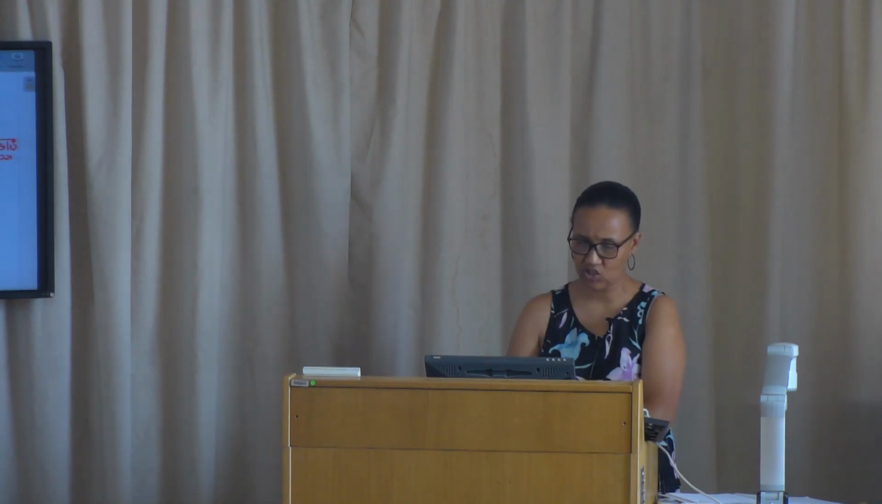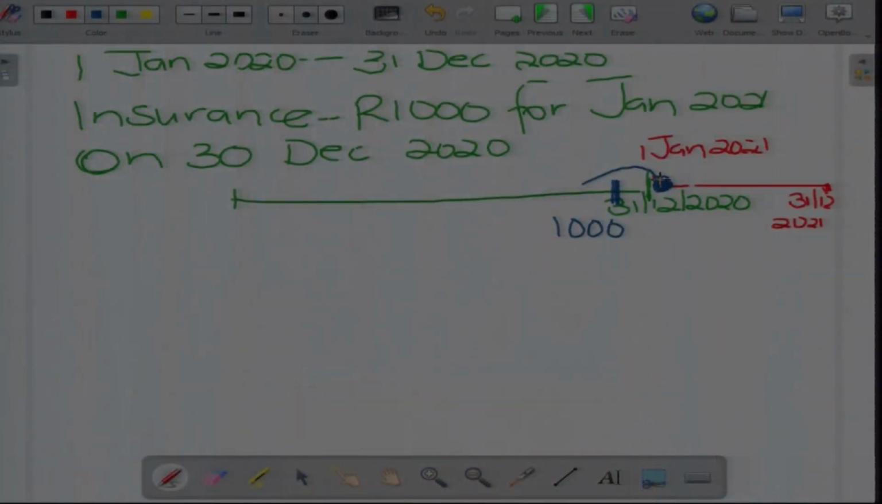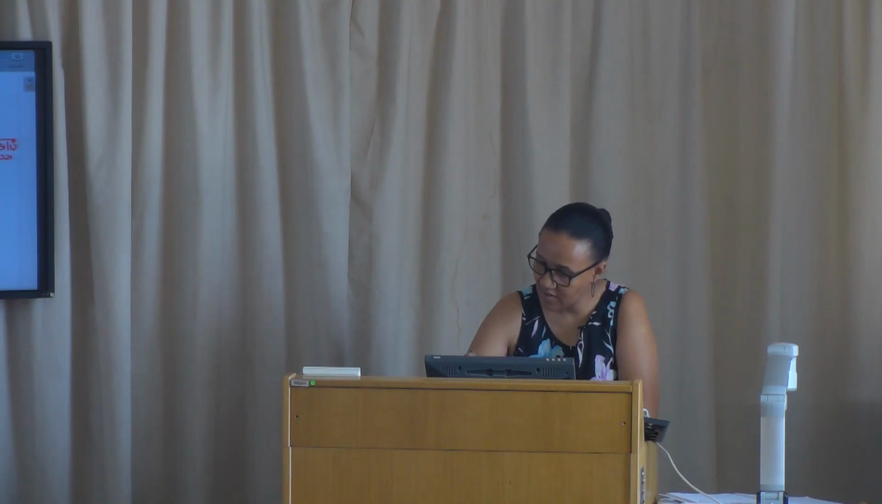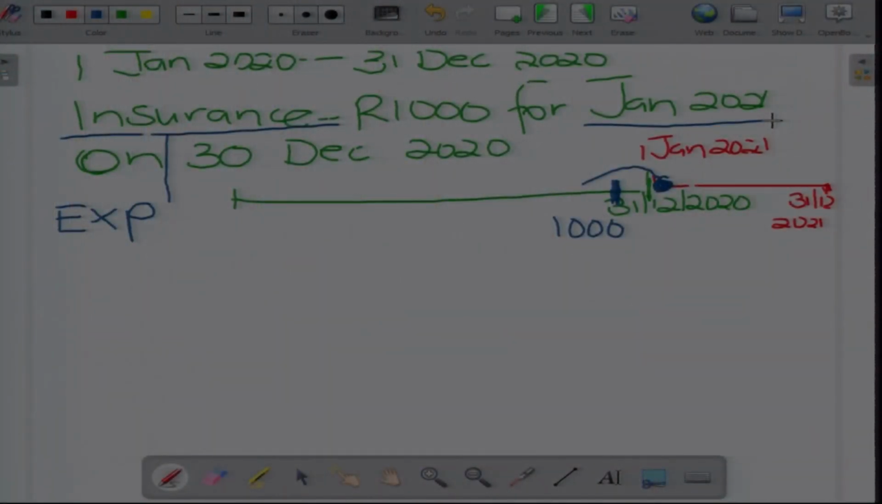Right. Now, how do we adjust it? We need to ask ourselves two questions. The first question, what is the element that we are paying, right? Which is insurance. What is insurance? Insurance is an expense. Right? And how are we paying it? Is this thing in arrears or is this thing paid in advance? So you paid it here, but only for the next year. So this payment is in advance, right? Because the January 2021 it's still coming. So this is in advance or prepaid.